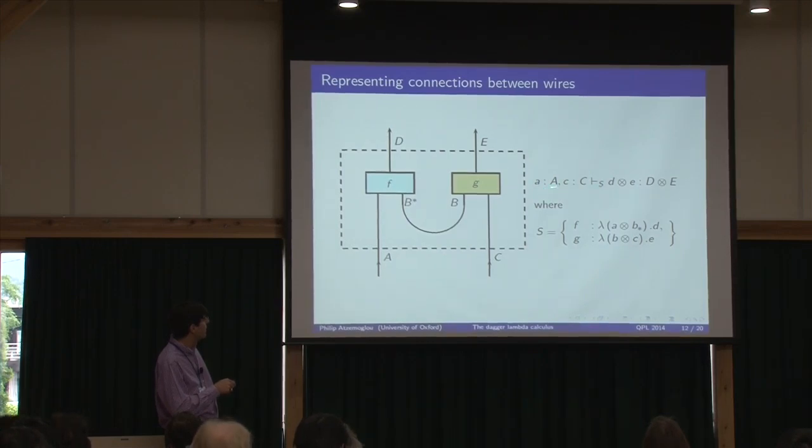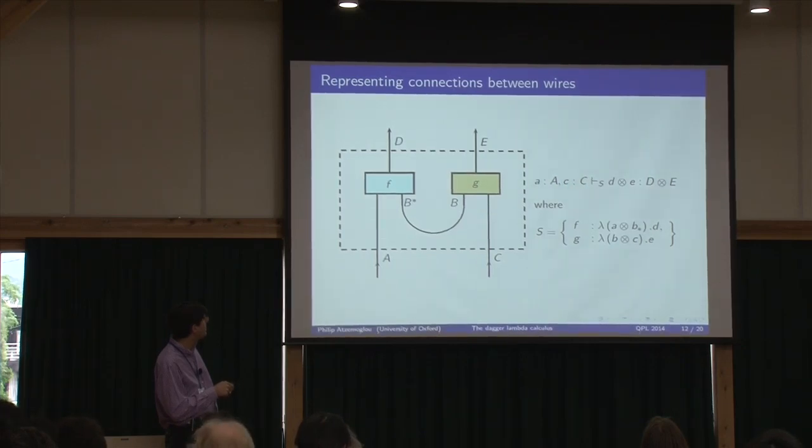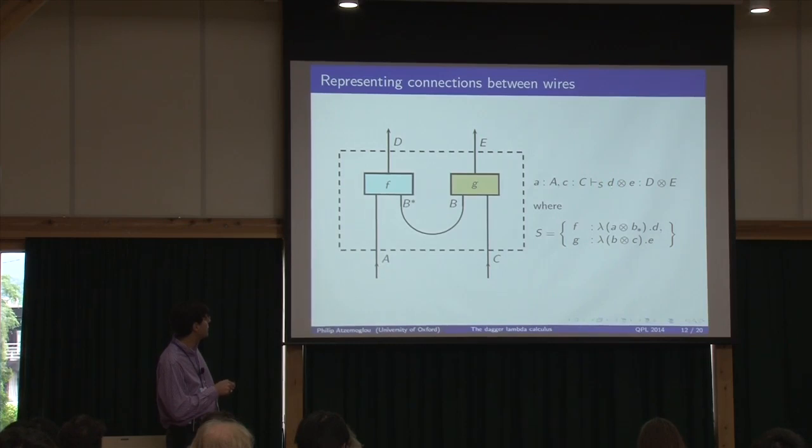And so on the left, you have the inputs. And you have an input of type A and an input of type C. And then on the right, you have the outputs. So you have an output of type D and an output of type E that are tensored. And then the soup is where all the meaty stuff goes on.